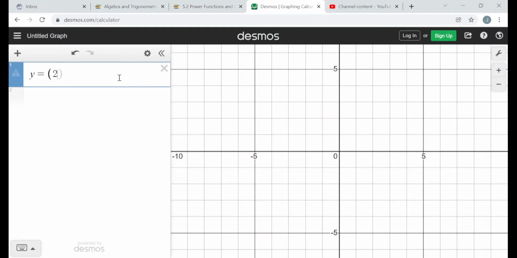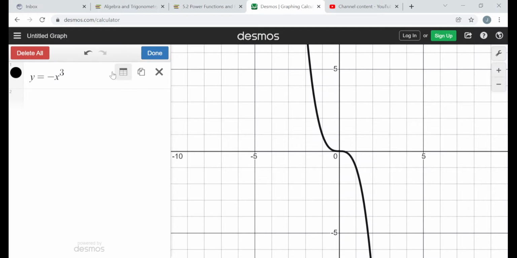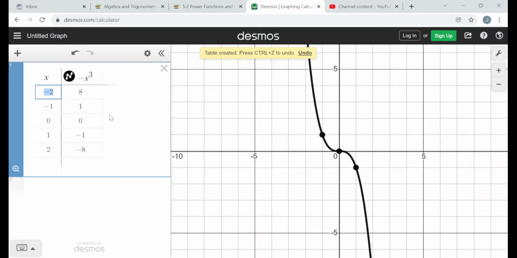So our function is y equals just negative x cubed, -1 times x to the third. And you can see the end behavior. It goes up to the left, down to the right. And if I go to settings here, or edit list, I can add a table. Make a table for this function. Now I'm going to show you that the bigger x gets, as x goes to infinity, the bigger negative y will get, the output will get.